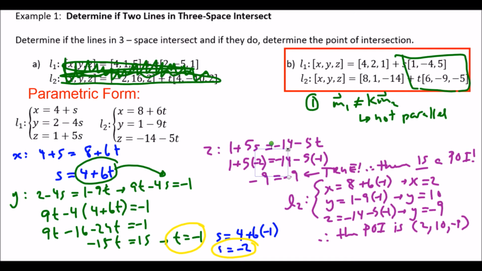So I had to check first. Once I find that it's true, I plug it into one of my lines, either t into line 2 or s into line 1, and I found it, and I got my point of intersection. By the way, that is a 9, not whatever number it looks like there.